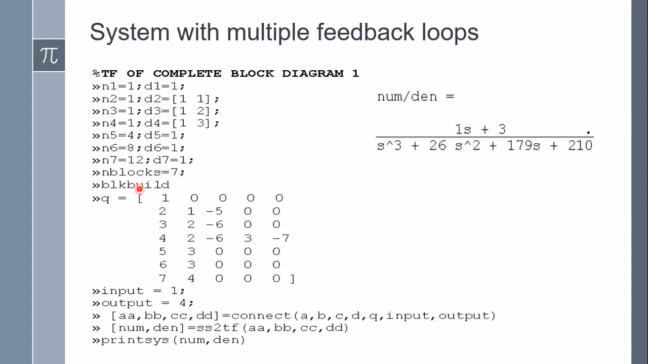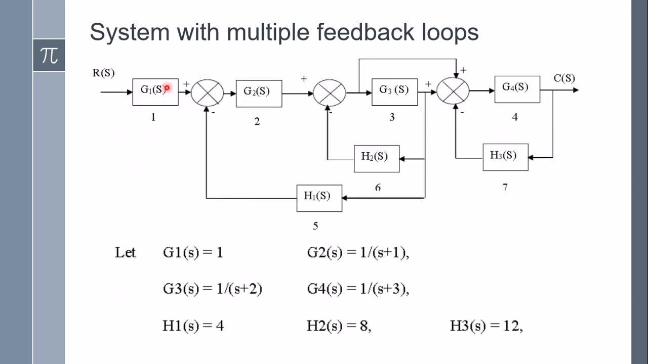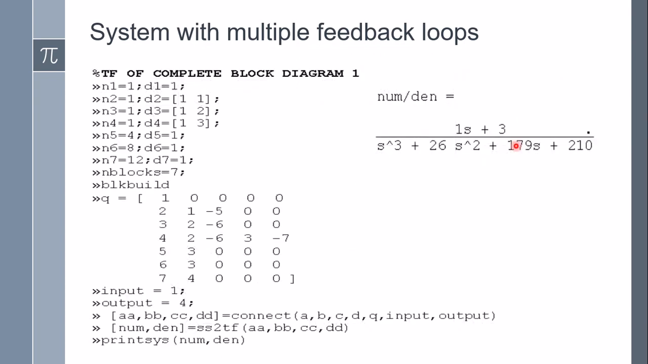Next we are going to see how it is transformed into code for the MATLAB software. You can see here, for implementing this blkbuild command, the necessary thing is that we should first define the system numerator and denominator polynomials with the template ni, di. Ni indicates the numerator of the ith block and di indicates the denominator polynomial of the ith block. So in total we have 7 blocks in our system, G1 to G4 and H1 to H3.